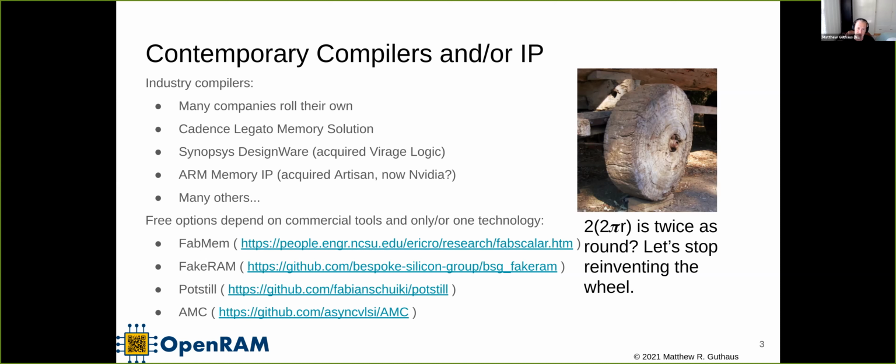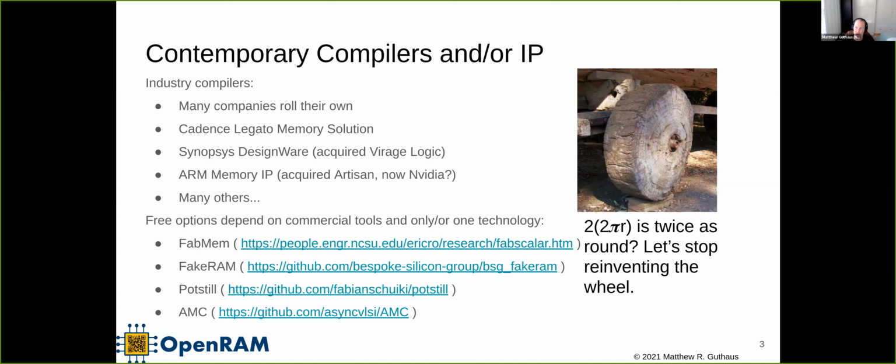But then at the array level, there's things like FabMem, which generates just a black box based off of Cacti models. FakeRAM, which is similar, I think. Actually, FabMem was a technology using Cadence tools in one technology. FakeRAM was a black box. And then there were a couple scripts like PotStill, which just does array generation. And then AMC, Asynchronous Memory Compiler, which is actually a fork of OpenRAM. We're working on getting the features of AMC in OpenRAM with the Yale people. But the main thing with those is they were limited in that they weren't complete.